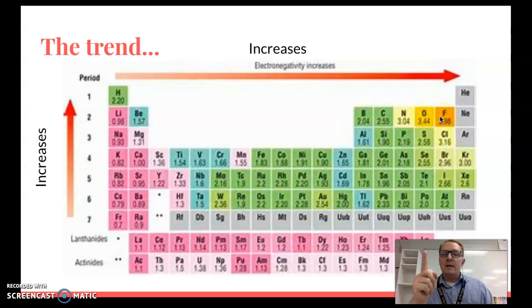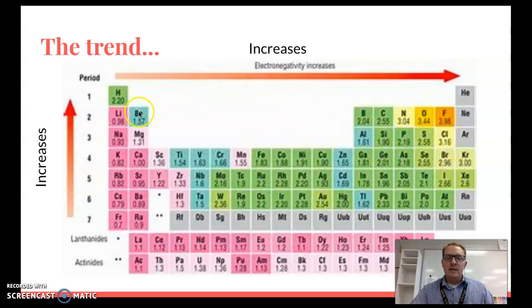Here's the tricky part about this trend though, folks. Listen up. If you don't hear anything else, hear this. This electronegativity trend stops right here at the halogens. It does not extend to the noble gases. Okay? I'll hit that again a little bit later to drive that point home.